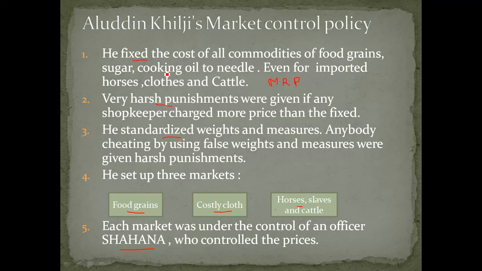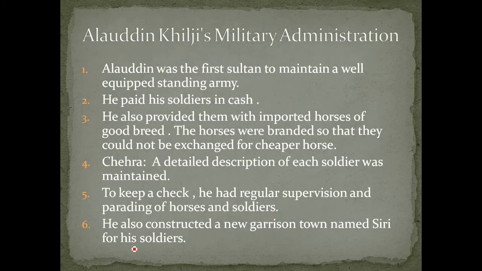So if I just go over the keywords, first, he fixed the prices of all the commodities. If any shopkeeper charged more than the price, then punishment was given to them. He standardized the weights and measures, so anybody cheating by using false weights and measures was again punished. Number three, he set up three markets: food grains, costly cloth, and horses, slaves, and cattle. And each market was kept under the control of an officer known as Shahana, whose duty was to control the prices.